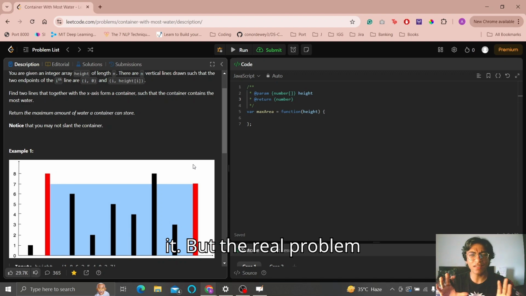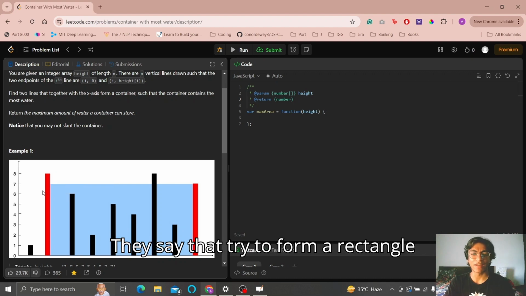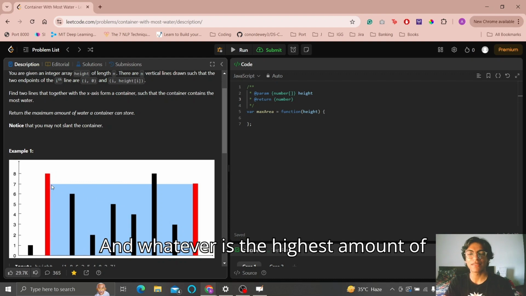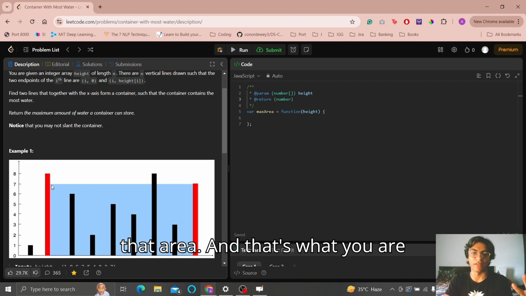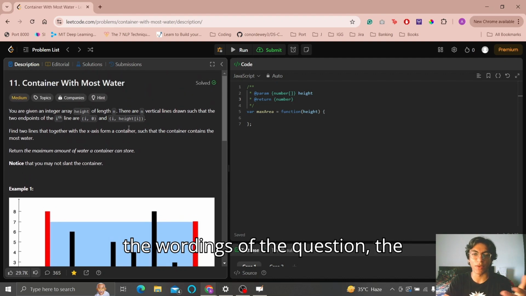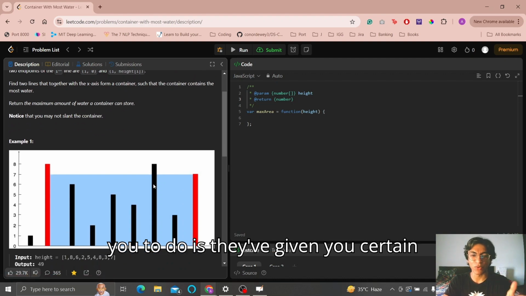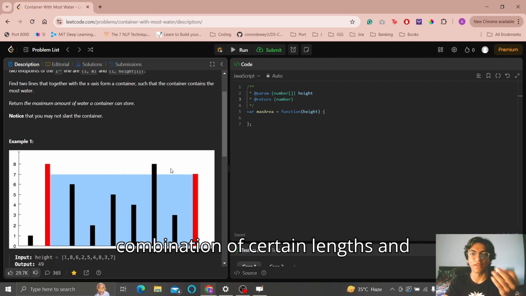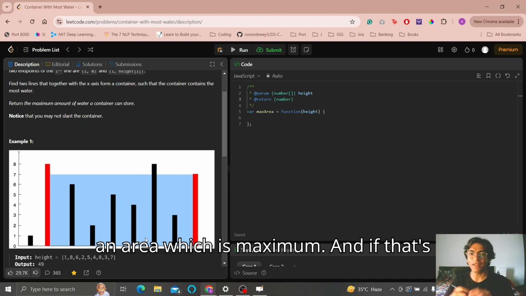But the real problem that they've given to us is quite simple. They say to try to form a rectangle using these heights, and whatever is the highest amount of area inside such a rectangle, you return that area. And that's what you are supposed to do. Don't get confused with the wordings of the question, like container with most water. All they want you to do is, they've given you certain lengths, and you have to find the combination of certain lengths and the space between them to form an area which is maximum.